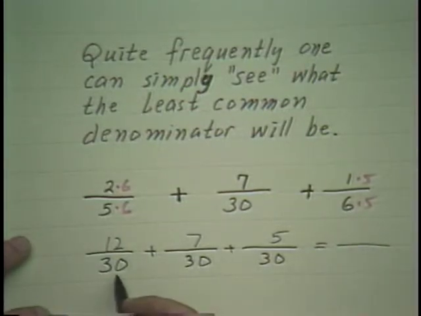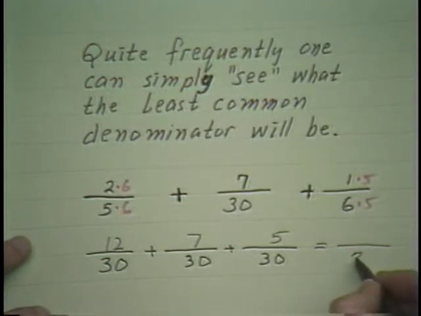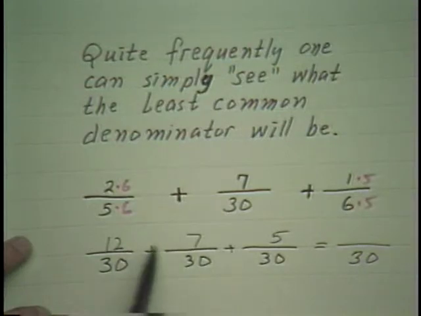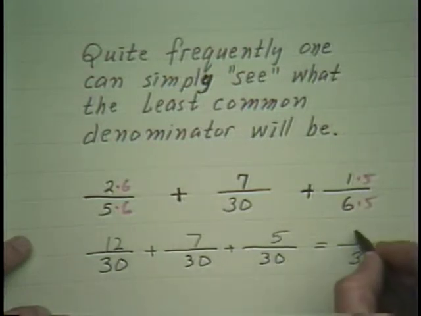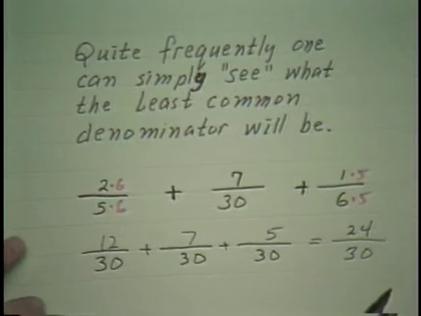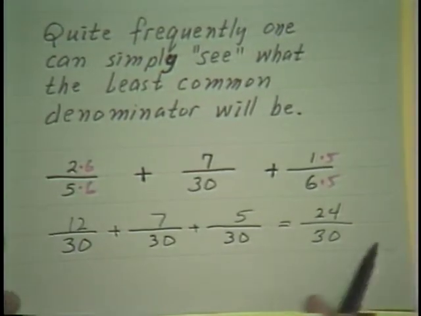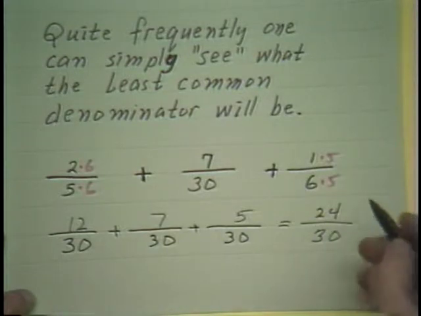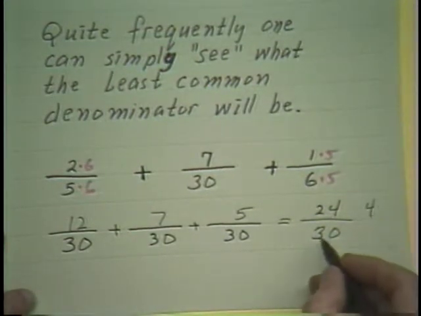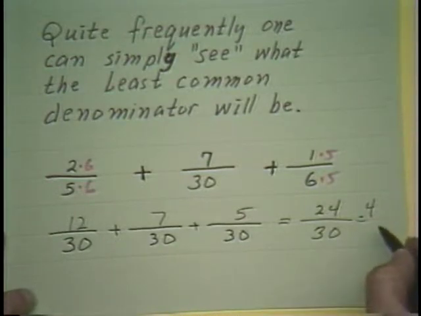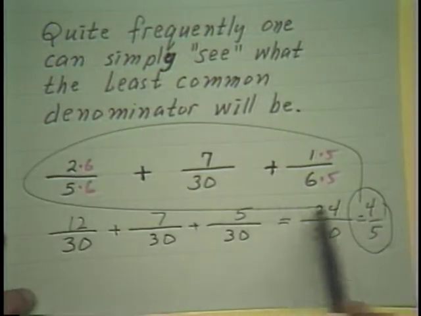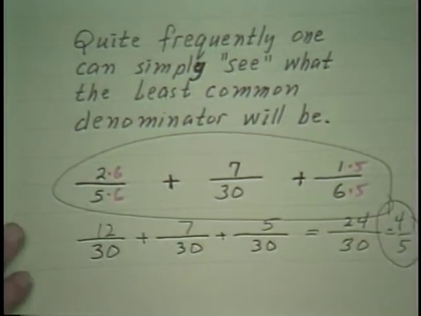But since the denominators are now the same, we keep it the same and add the numerators. So this is 12 plus 12 is 24, and this would reduce. 6 goes into 24 4 times. 6 goes into 30 5 times. So 4/5 is the sum of these fractions.